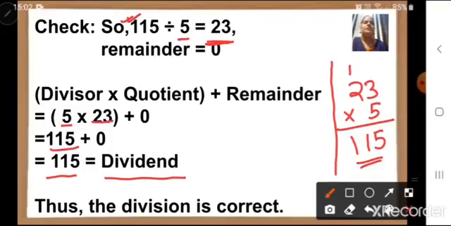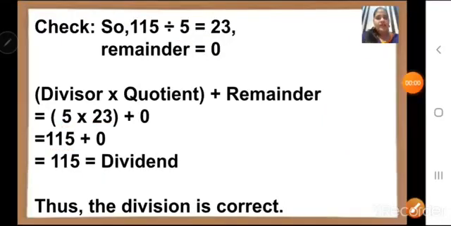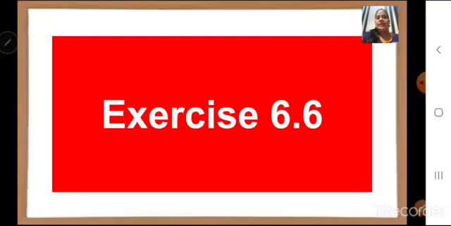Okay children, write all the steps, learn the formula. Okay, it is very important. Now children, take out your textbook and your notebook. Children, we are going to see exercise 6.6.